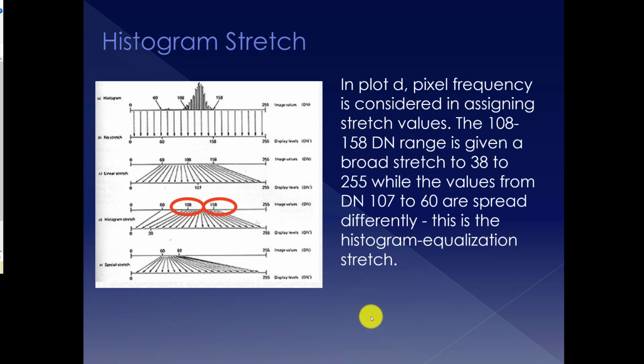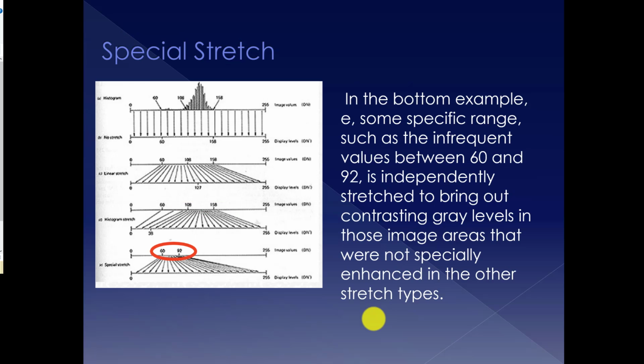It's more than just stretching out the values, it's looking at the statistical representation of the data that we collected, the data being those digital numbers in the image. Now, finally, in the bottom, we have a specific range, and infrequent values between 60 and 90 are independently stretched to bring out contrasting gray levels.